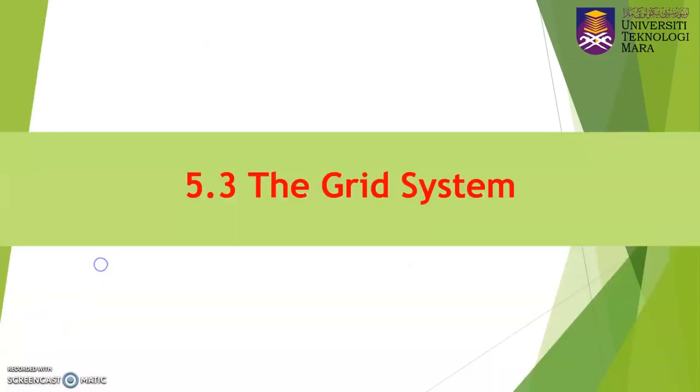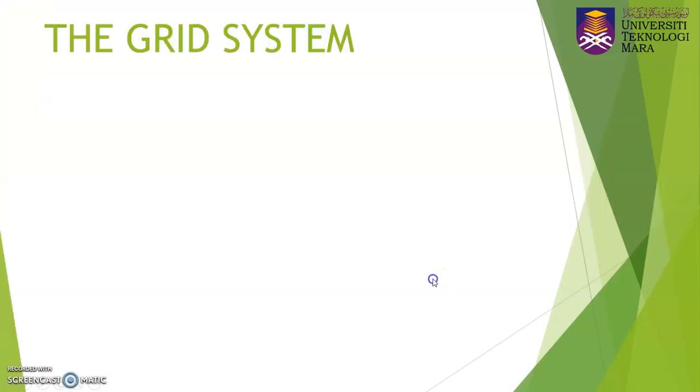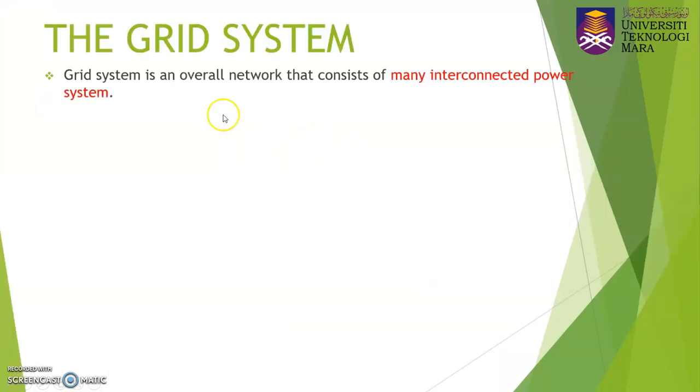Next we go to the third subchapter, which is the grid system. The grid system represents the overall network that consists of many interconnected power systems. Previously we learned about the power system. We know that the power system consists of generation, transmission, and distribution. If you have many power systems, you can interconnect them together by using the grid system.